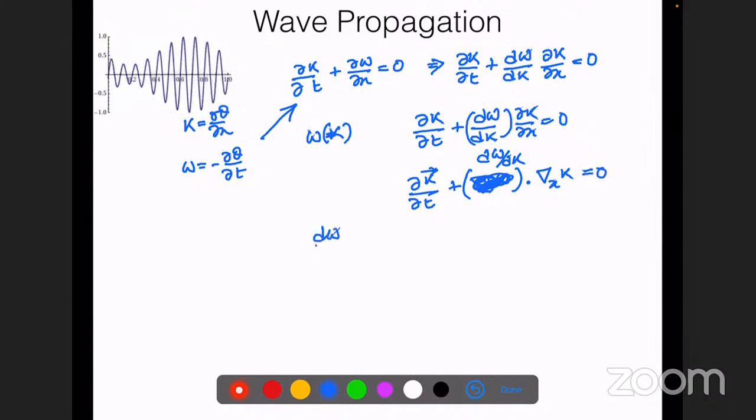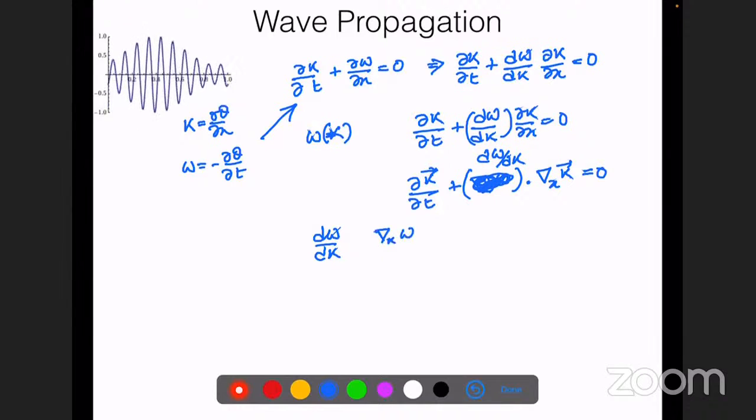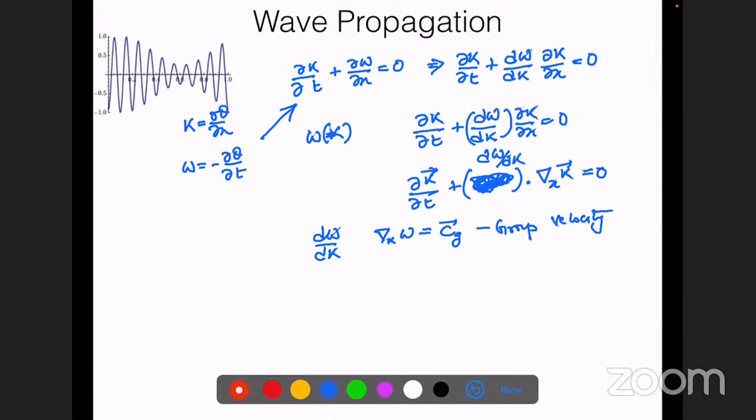So this quantity d omega dk tells you the propagation of the wave vector. If you write down an evolution equation, a kinematic equation for the wave vector, it is governed by this quantity d omega dk. For the three-dimensional problem, this object is called the group velocity. So the group velocity for a wave packet tells me how the wave vector propagates.